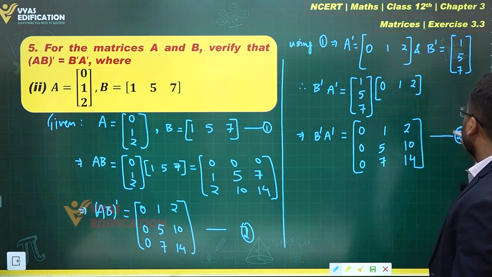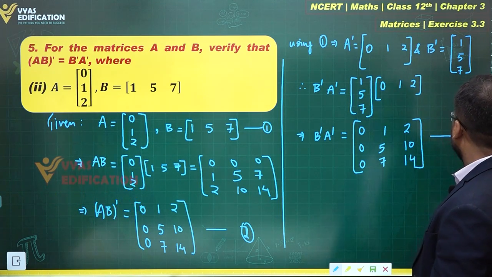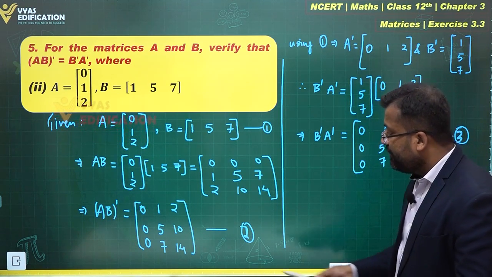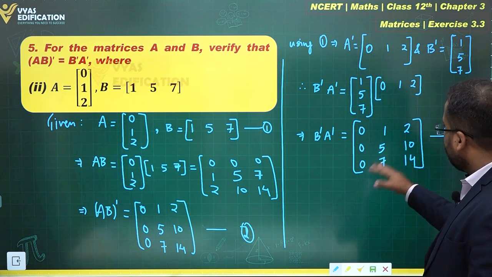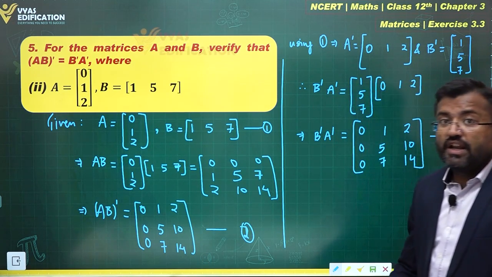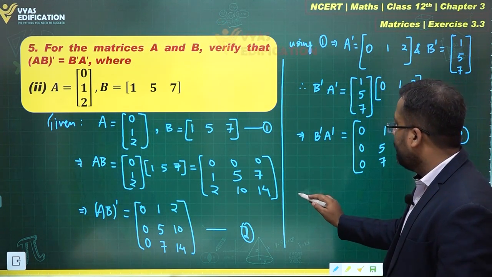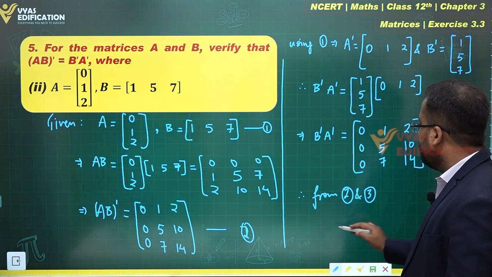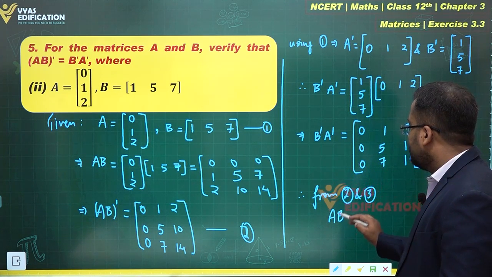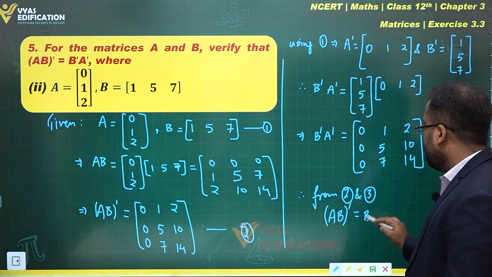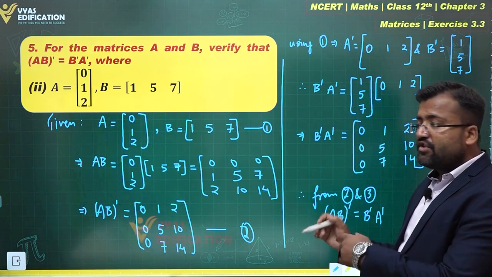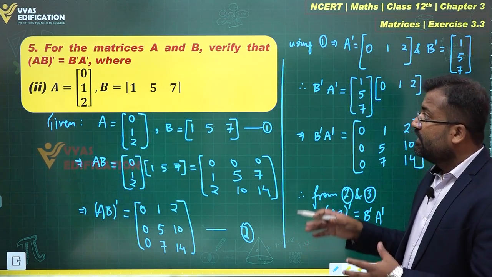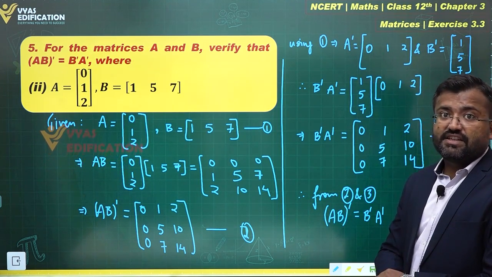Let's call this statement 3. And observe the two matrices obtained at the end of 2 and 3. This is [0, 1, 2; 0, 5, 10; 0, 7, 14] and [0, 1, 2; 0, 5, 10; 0, 7, 14]. They are exactly the same. Therefore, from equations 2 and 3, we can say that the property AB whole transpose is equal to B transpose A transpose is true for these two matrices. We have verified that this property holds for these two matrices as given.